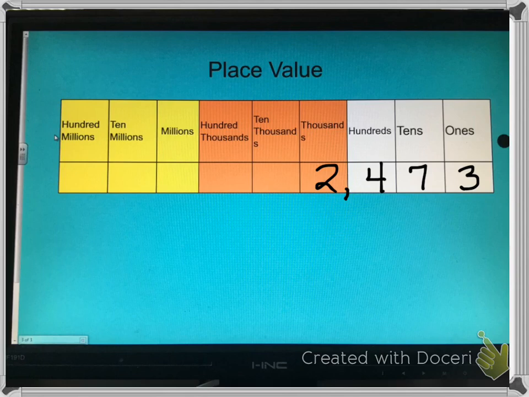Please note that every 3 digits that we move to the left in a number, we add a comma. This comma separates the thousands places. It also separates our millions places. The 2 is in the thousands place. If you have 2 of those, then of course the value of the 2 is actually 2,000.